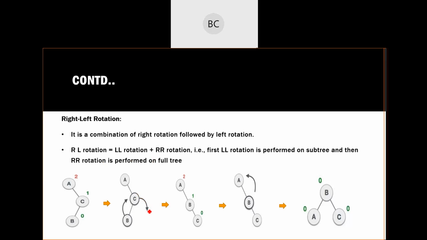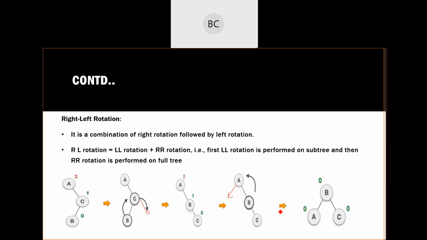So first we will perform the LL rotation. That means we will pull it down there. An LL rotation means your right rotation. Okay, single right. So after pulling it down there, we have to perform the RR rotation. That means again perform the left rotation. So in this case, you are just pulling C down there. B becomes your root and C becomes your child. After that, you will just do the rotation on the full tree. So now you will pull down this A here and B will become the root and A and C become the children. Okay.